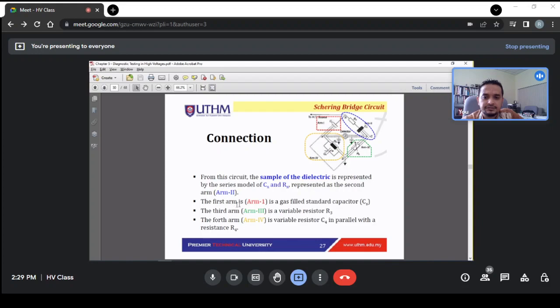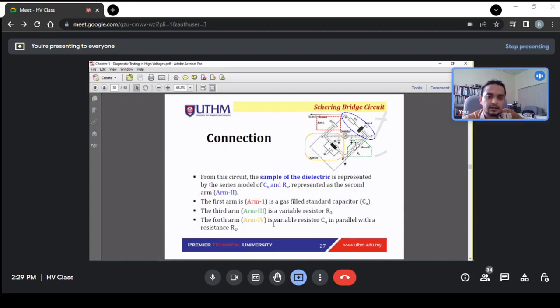We have the first arm, second arm, third arm, and fourth arm. Generally arms 1, 3 and 4 are a standard arrangement, except for arm 2. Arm 1 is a gas-filled capacitor. Arm 3 is a variable resistor, and arm 4 is a variable capacitor in parallel with R4.